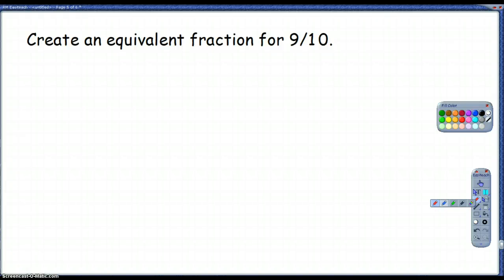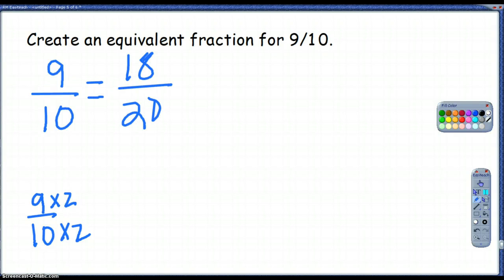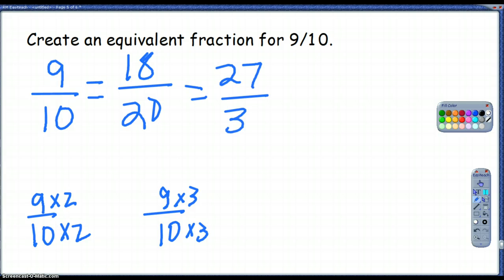Now I'm going to use this to help me create some equivalent fractions for 9/10. So up here I'm going to keep track of all my equivalent fractions, and down here I'm going to show my work. So 9/10, I'm going to start off by multiplying it times 2. And when I do that, 9 times 2 is 18, and 10 times 2 is 20. So 18/20 is equal to 9/10. Now I can multiply by 3. And if I did that, I would get 27/30.